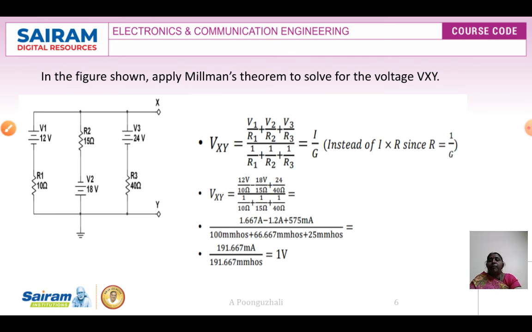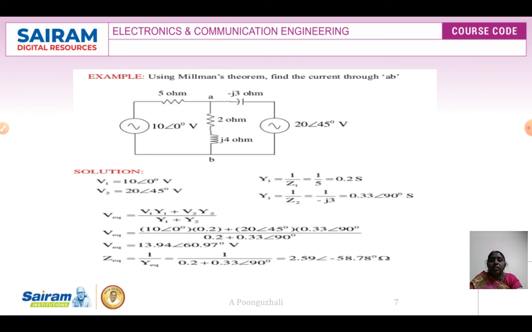So the next problem: apply Millman's theorem to solve for the voltage Vxy. We have 3 voltage sources. The first voltage is plus 2 minus, so 12 divided by 10. Second, it is in the reverse direction, so minus 18 by 15. Third is going to be 24 by 40, divided by 1 by 10 plus 1 by 18 plus 1 by 40, which is nothing but 1 volt. Here they have asked you to find only the voltage.